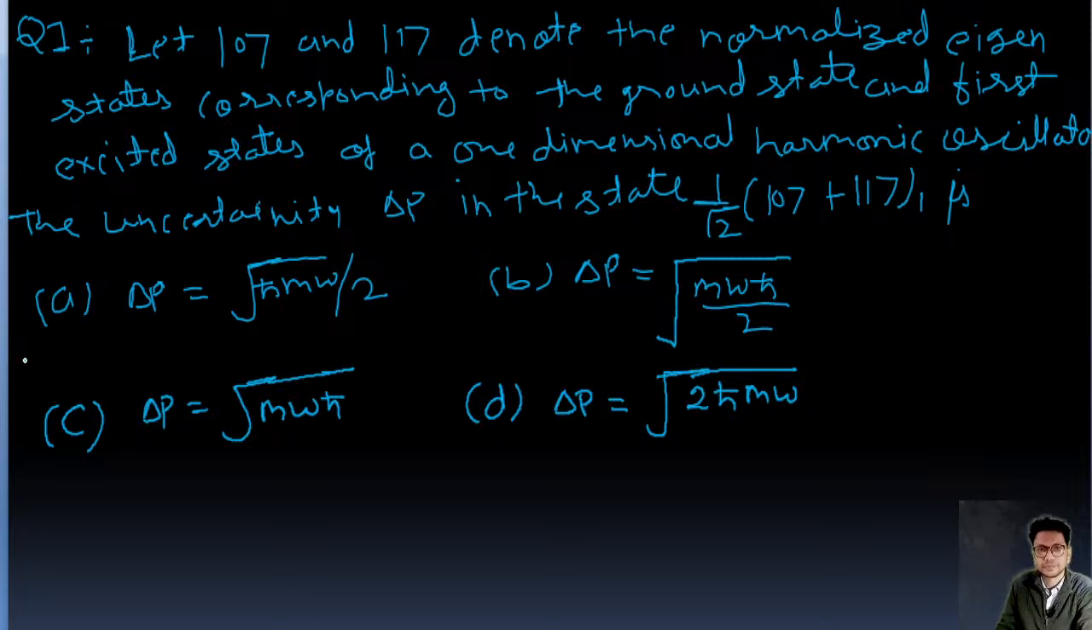So the question is, let |0> and |1> denote the normalized eigenstates corresponding to the ground state and first excited state of a one-dimensional harmonic oscillator. The uncertainty delta P in this state 1 upon root 2 (|0> plus |1>) is. So we have to find out delta P, the uncertainty in P.